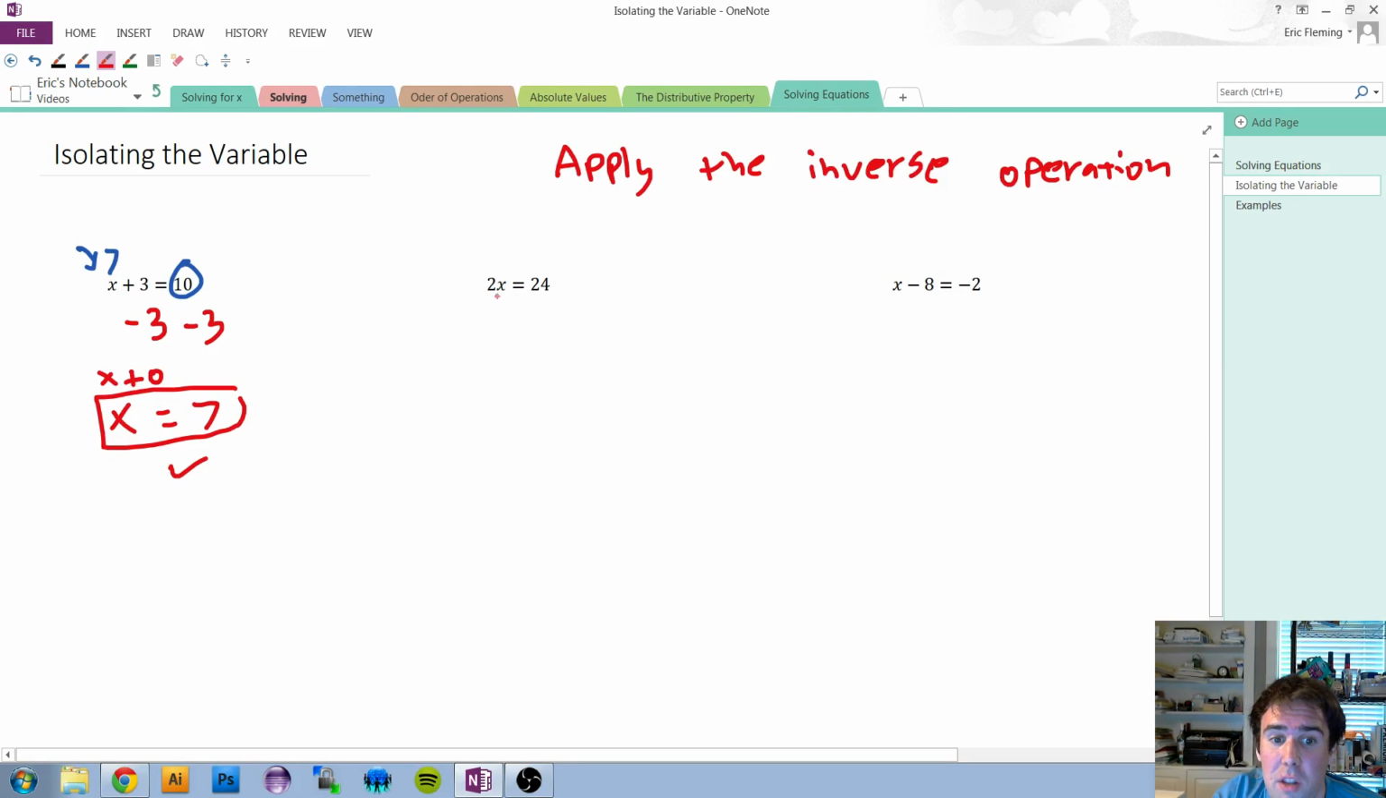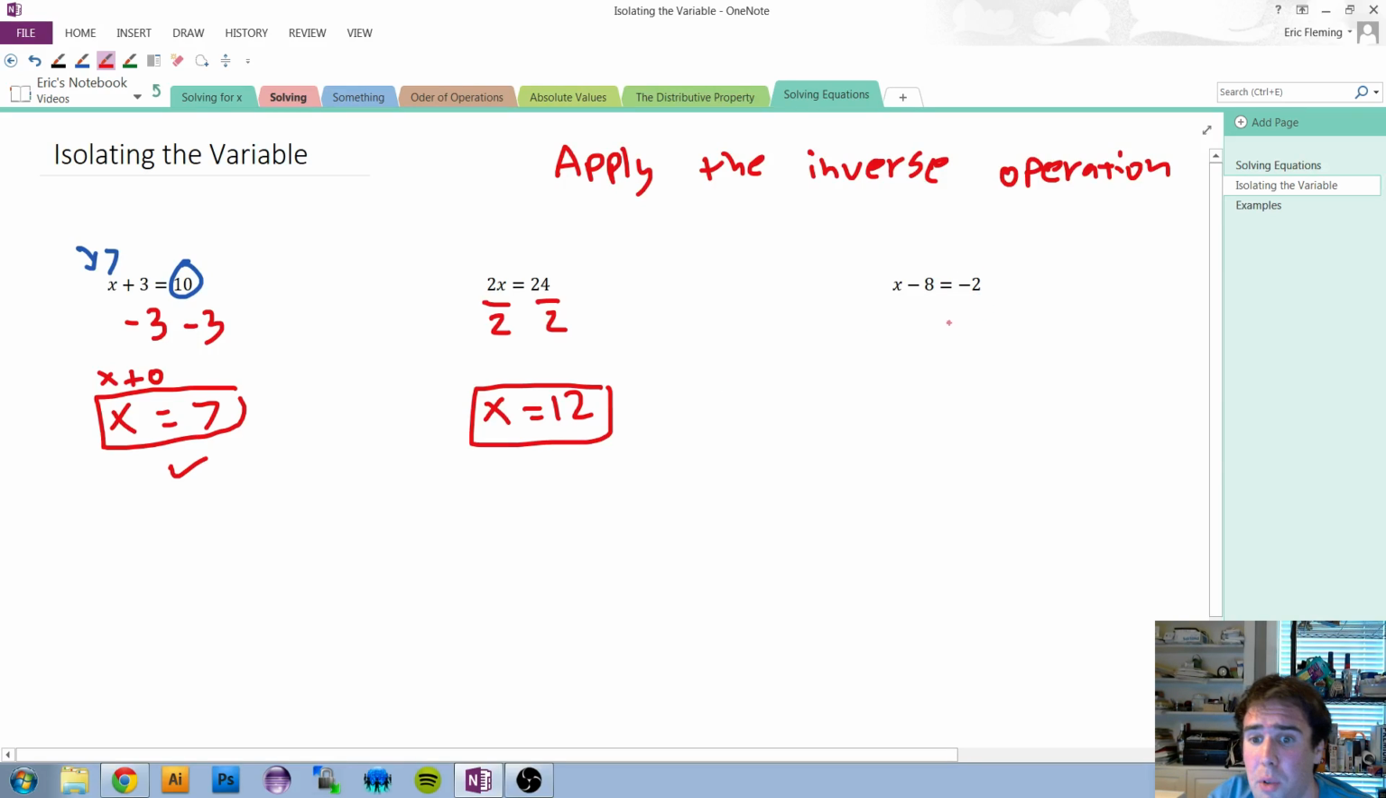Here, when we see the 2 and the x all next to each other, that's an implied multiplication. So to undo multiplication, we have to use division. So this would isolate my x, and now I just need to figure out what 24 divided by 2 would be. And, well, it's a dozen. It's 12. So x equals 12. You could check your answer by plugging it back in and seeing that you get 24.